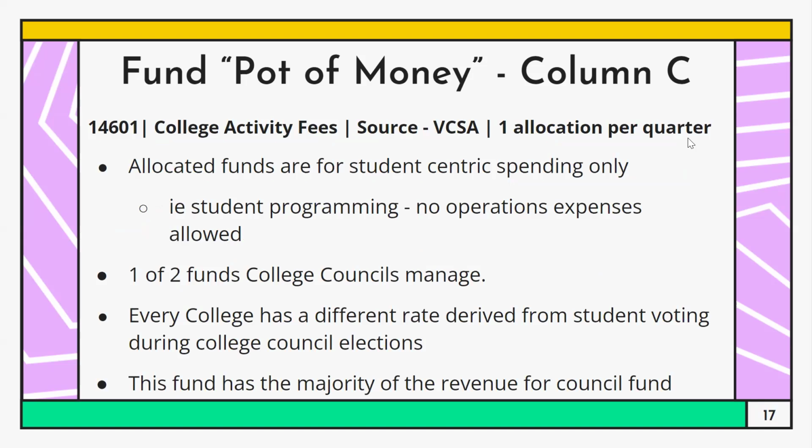The second fund I have is the 14601. This is the college activities fees money. This money comes from the Vice Chancellor of Student Affairs office, and they do one allocation every single quarter. Again, this funding is for student-centric spending only. So for example, student programming, you shouldn't be charging any of your office's daily operation expenses here. This is where a majority of the college council money sits, and every single college receives a different rate per student because this amount is derived from your individual college elections when they vote for your student council representatives every year.